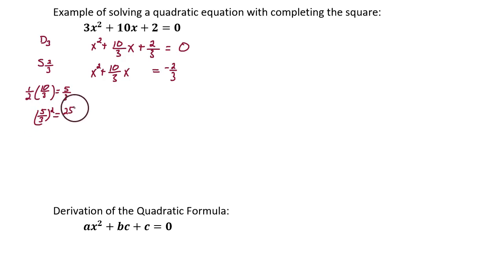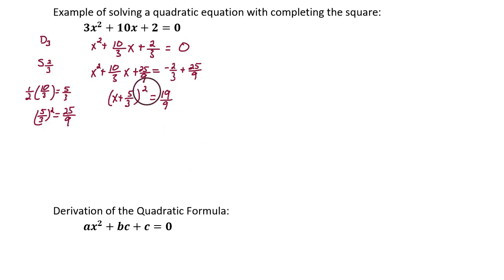That makes 25/9. That's the constant term we would like to have for a trinomial that has 10/3 as its middle term. So right in here, add 25/9. And on the right side to compensate. The reason for doing that is so that this trinomial becomes a perfect square trinomial, and it will factor as x plus 5/3, squared. On the right side, negative 2/3 plus 25/9 makes 19/9.